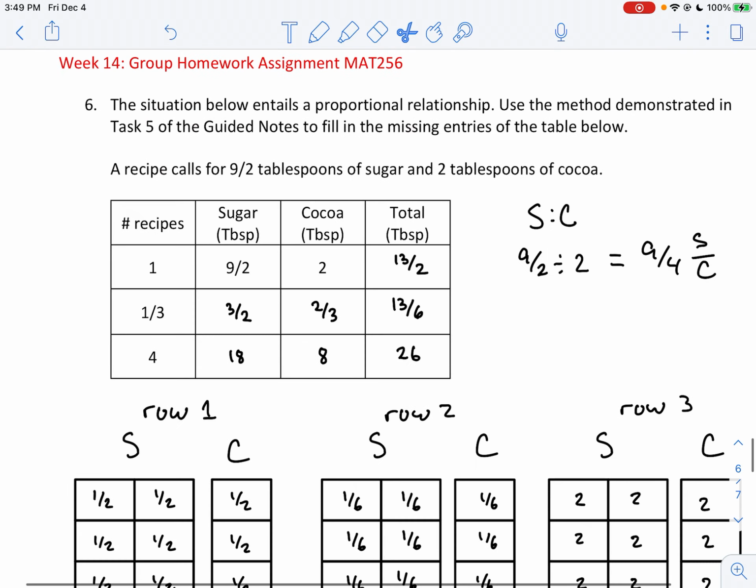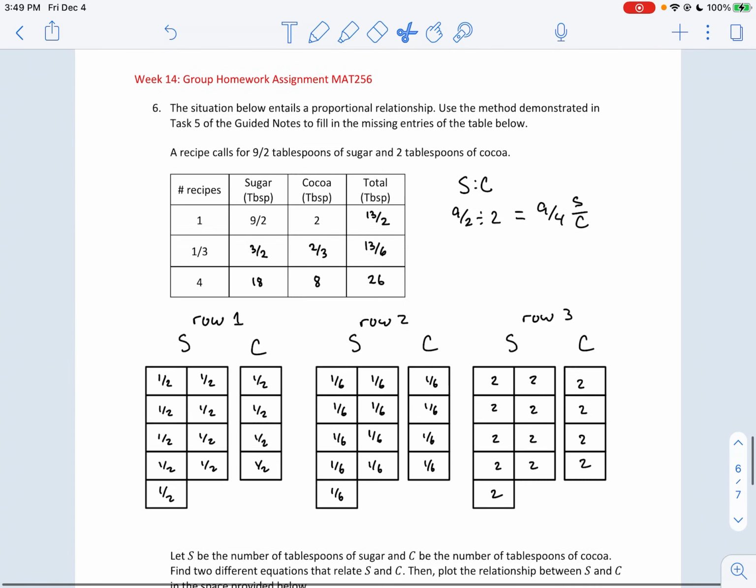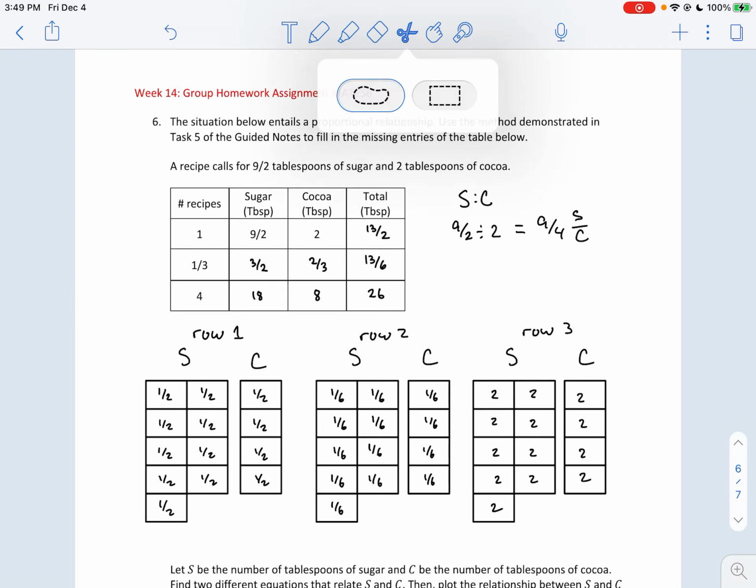And finally, number 6. The method that I referred to, I wasn't too picky if you used the actual method. This idea that if you do a ratio of sugar to cocoa, we got the 9/4. This is something that was in a previous problem. And since the sugar and cocoa are both measured with tablespoons, you could create these empty tables, if you will, where you have 9 parts for the sugar for every 4 parts for the cocoa. So I just drew a table that has 9 parts for the sugar and 4 parts for the cocoa.